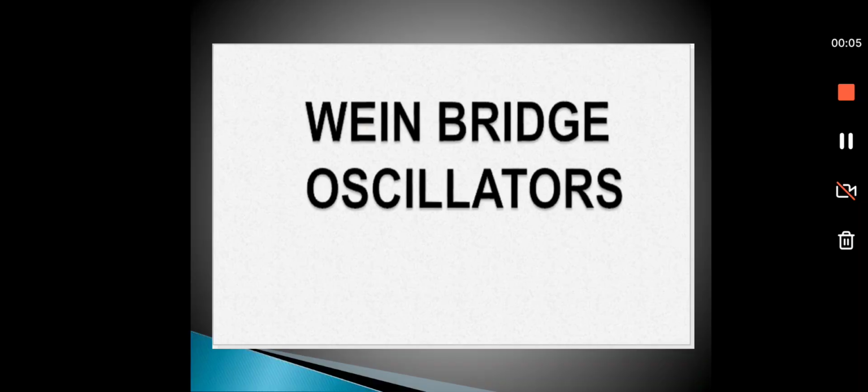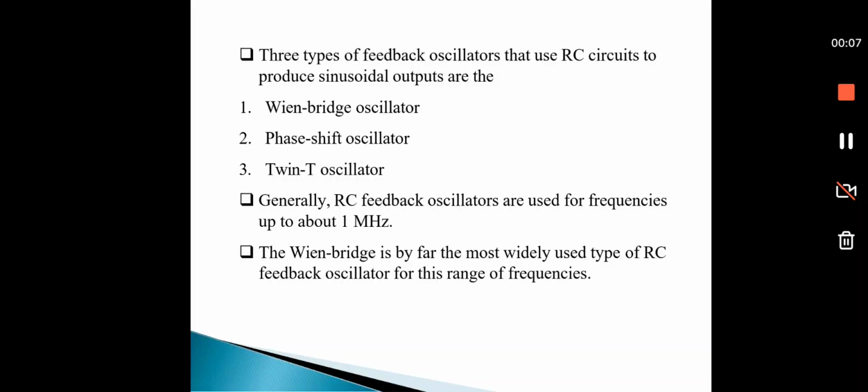There are three types of feedback oscillators that use RC circuits to produce sinusoidal outputs: Wein bridge oscillator, phase shift oscillator, and twin T oscillator. Generally, RC feedback oscillators are used up to frequencies of 1 megahertz. Among these, the Wein bridge oscillator is the most widely used because of its simplicity and stable sinusoidal output.